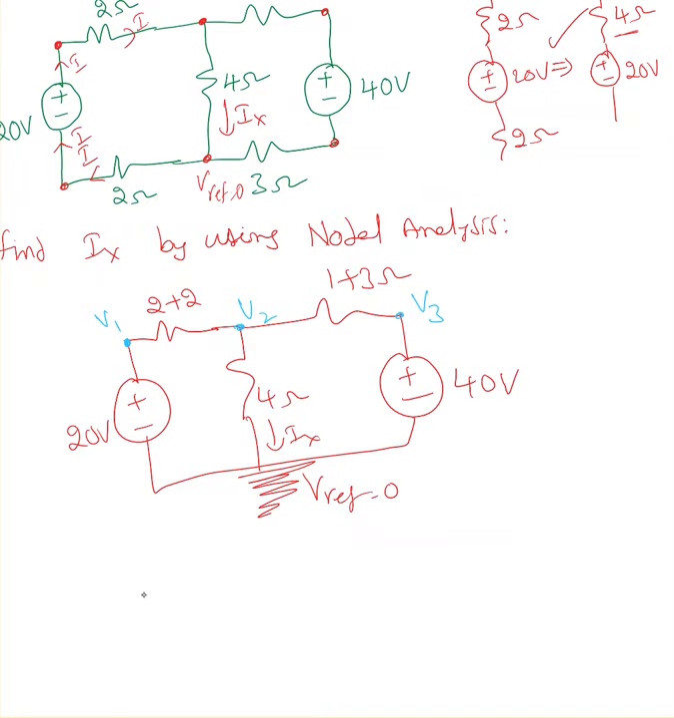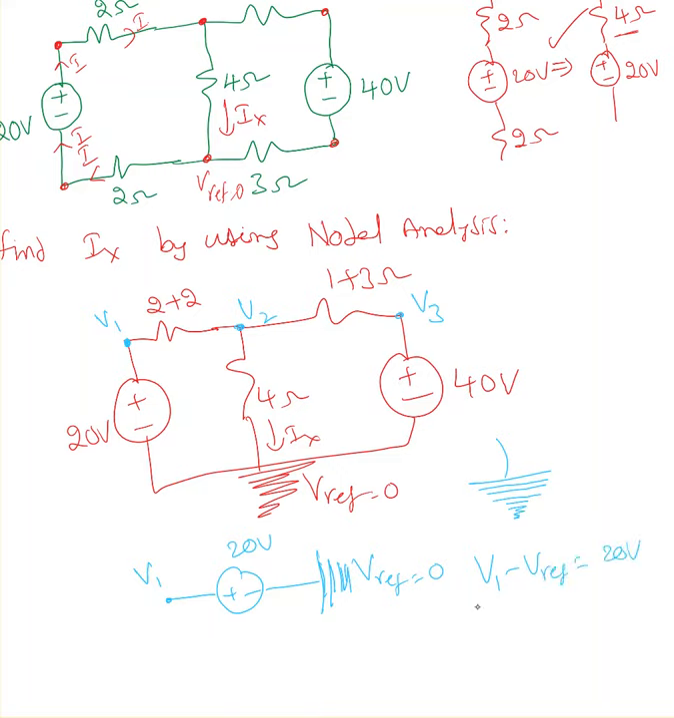If you remember, step 2, I have a voltage source between my unknown node as well as V reference. That's basically ground. This is the ground symbol. So this is V reference equal to 0. I can write this as V1 minus V reference equal to 20 volt. So V1 minus 0 equal to 20 volt, so V1 equal to 20 volt. Same as V3. V3 is also 40 volt. V3 minus 0 equal to 40.